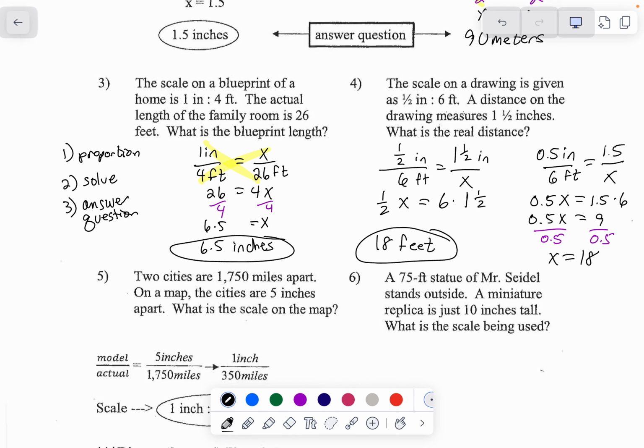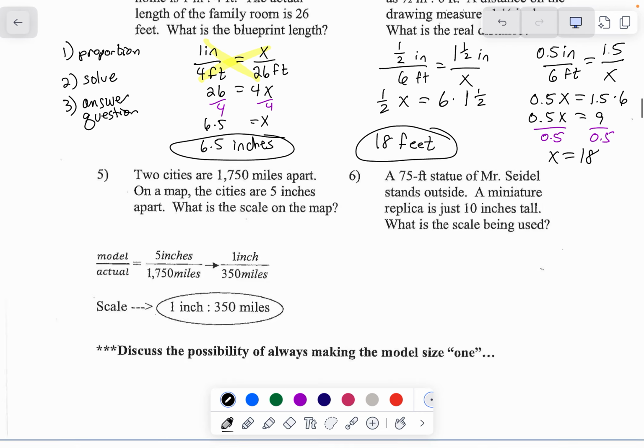Okay. Now, the reason I didn't want to stop, I want to do 5 and 6, because see how it's saying, what is the scale? So I would like to talk about how to find a scale if it hasn't been given to you. So let's take a look and do 5 and 6 together.